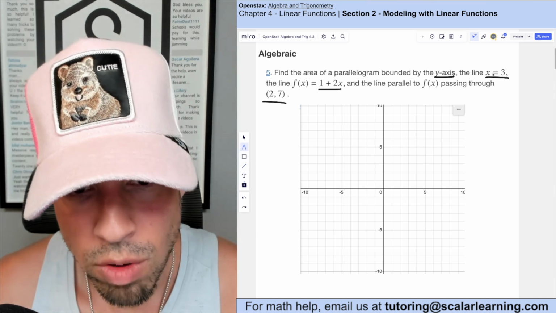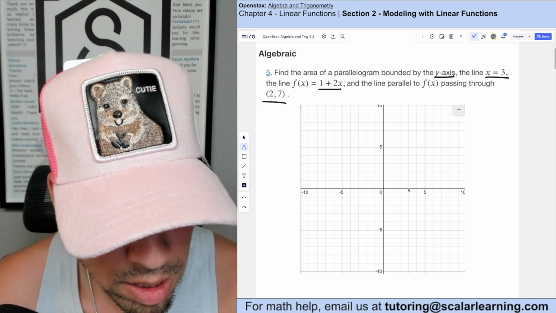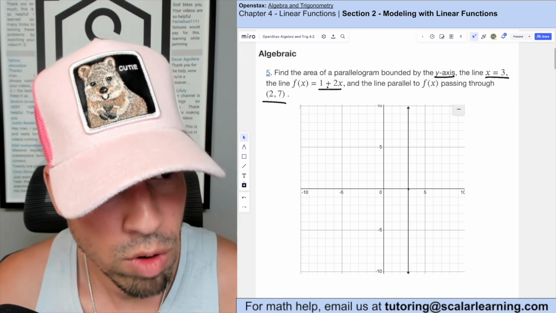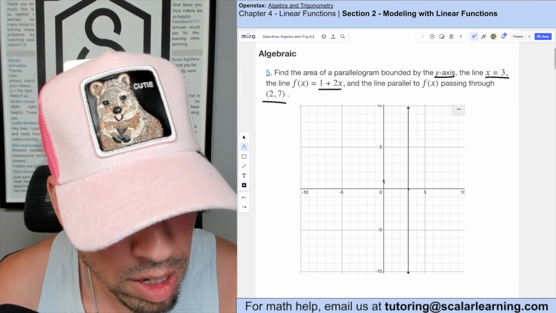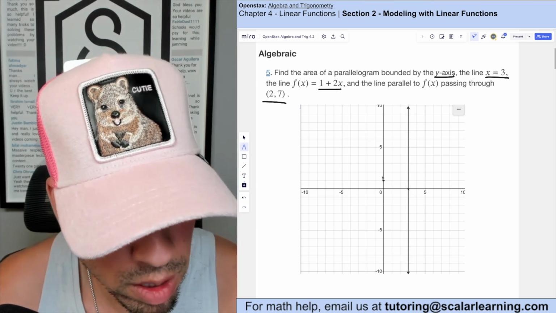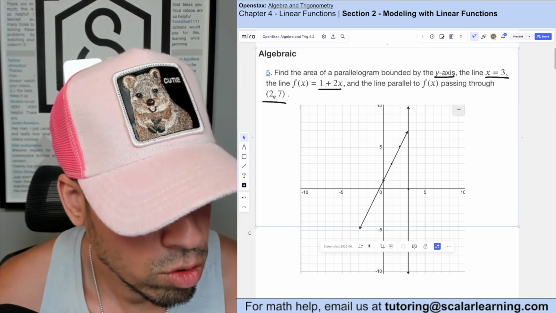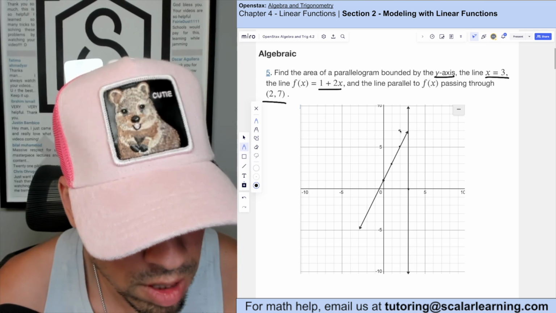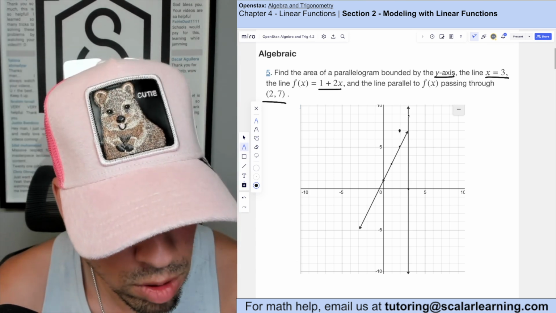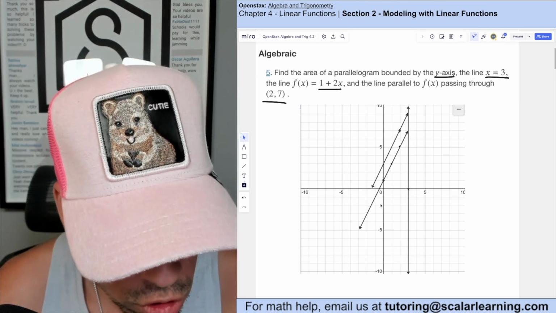So first of all, let's graph the line x equals 3, which is a vertical line at x equals 3. Then we're going to graph this line y equals 1 plus 2x. 1 is the y-intercept and 2 is the slope, meaning we're going up 2 over 1, up 2 over 1. Then they said there's another line that goes through 2, 7 that is parallel to the line. So here's 2, here's 7. So we're going to do another line with a slope of 2 coming down. And then the last piece is the y-axis, which is going straight up and down here.